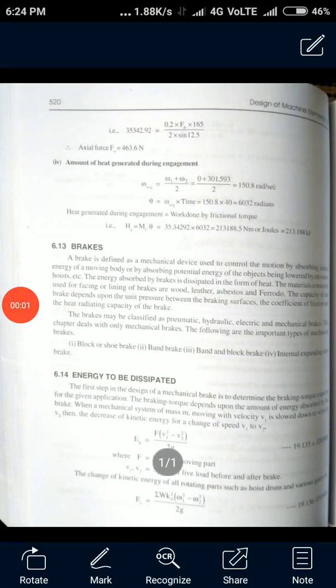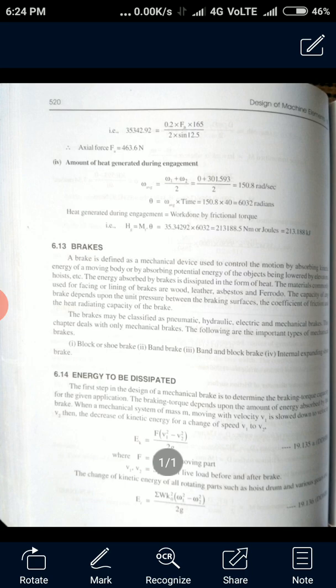Okay, so today we'll start the second part of module 3, that is the design of brakes. The design of clutches will carry 10 marks, and the next question, B of the same question, the design of brakes, will carry 10 marks.